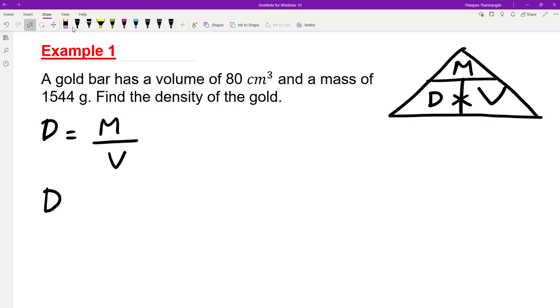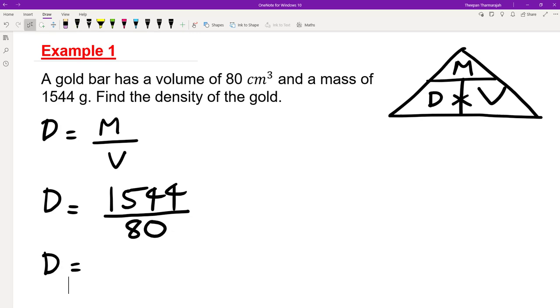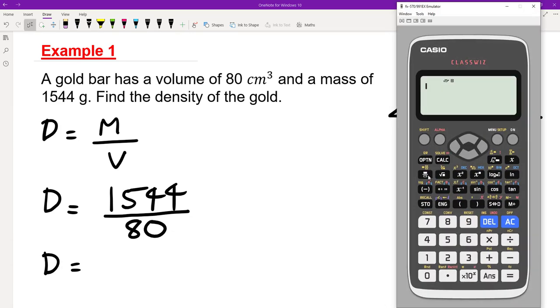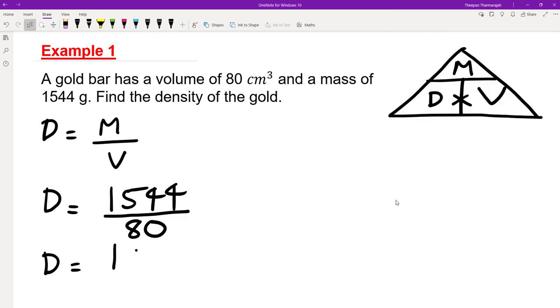So in our case, the mass is 1,544 over the volume, which is 80. So we do 1,544 divided by 80. So we get 19.3. So it's 19.3. Now the units of density is grams per centimeter cubed.